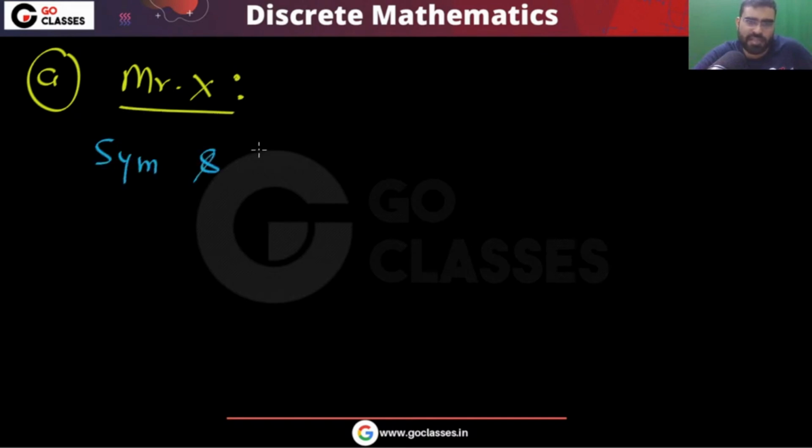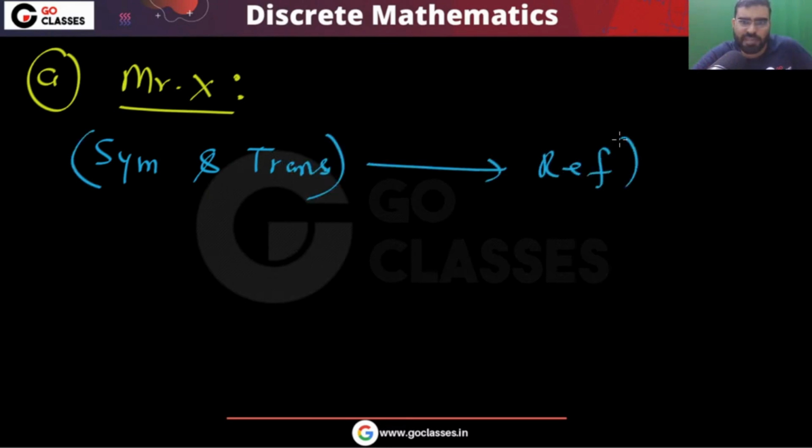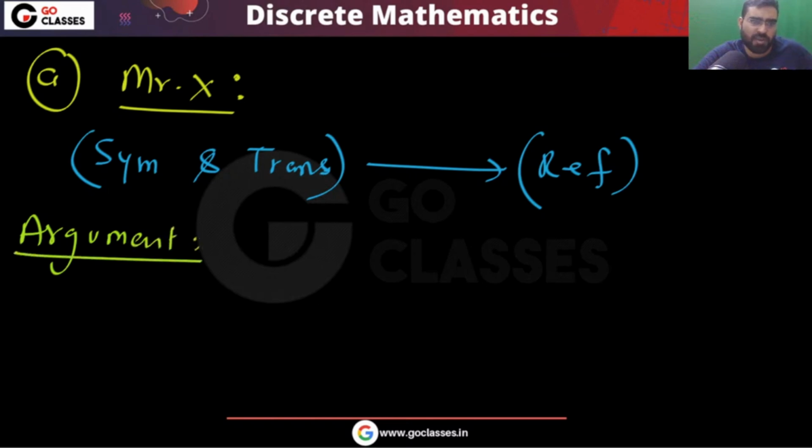See what this argument is saying. There is a Mr. X, and this Mr. X is saying that if you have symmetric and transitive, then from this you can say that the relation will be reflexive. And what is the argument? The argument is that if X is related to Y, then automatically by symmetry it means Y is related to X.